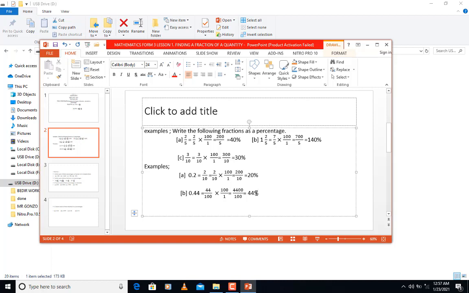When you are changing any decimal to a fraction, we count the number of digits after the decimal point. If it's 1, it means it will be over 10. When the number of digits is 2, it means over 100. If there are 3, it means over 1,000.